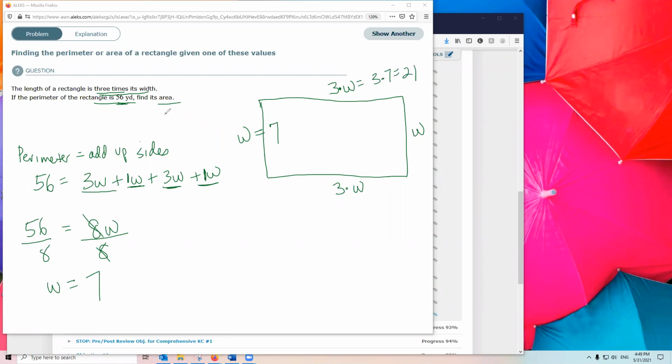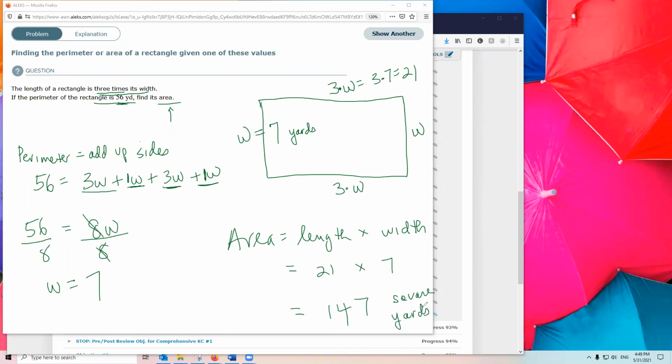All right, well, now all I have to do is find the area. Well, the definition of area is length times width. Well, I know these numbers now. The length was 21, the width was 7. So I could just multiply these together and I get 147. And let's see, this is yards. So the area should be square yards. Remember, area is always measured in square units.